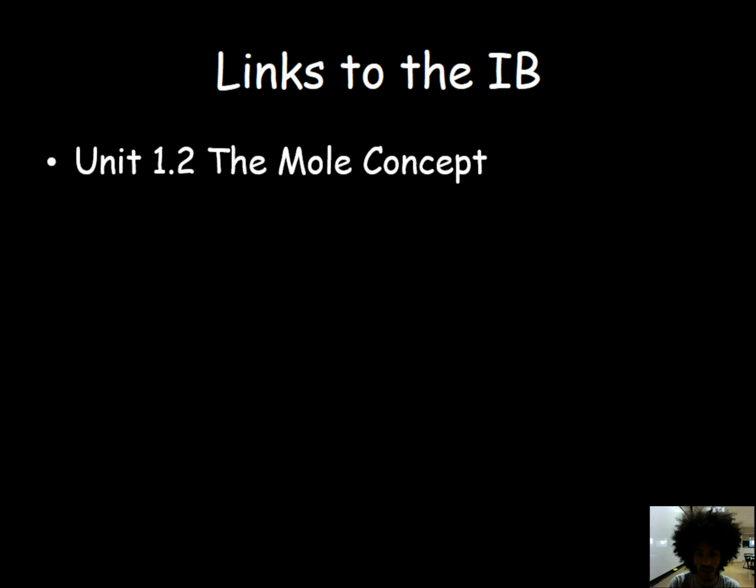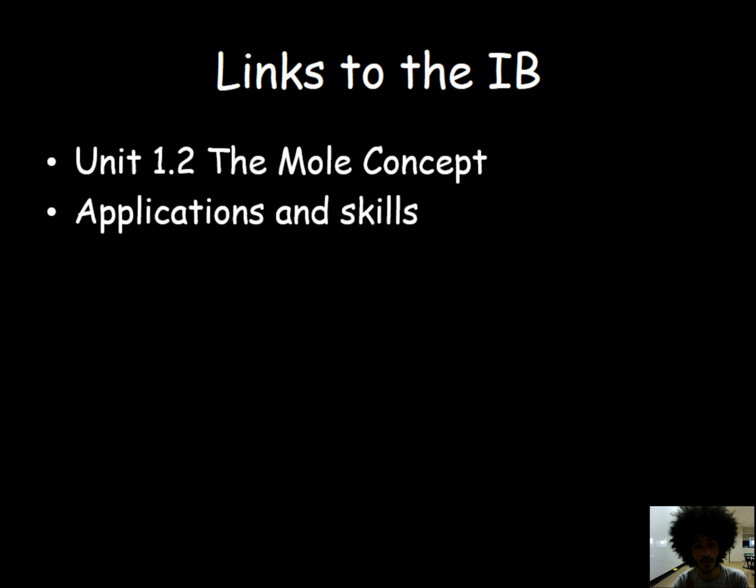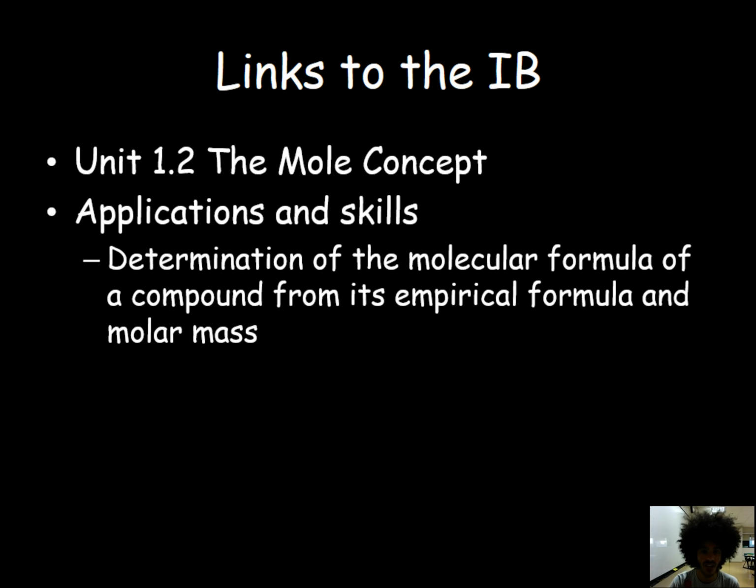So, the link to the IB is quite explicit. Again, it's part of 1.2, which is the mole concept from unit 1, which is stoichiometric relationships, and it's part of the applications and skills. The particular part it refers to is the determination of the molecular formula of a compound from its empirical formula and molar mass. The clue is there. The empirical formula is something which you need, which we've calculated in previous videos, and the molar mass is usually something they give you.